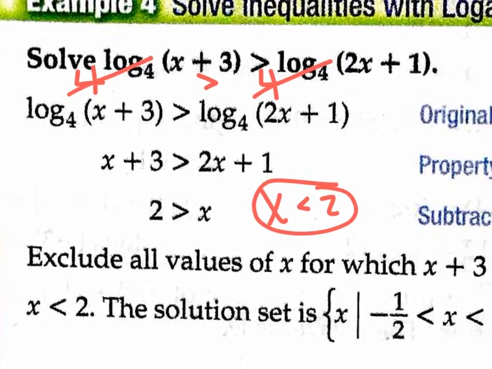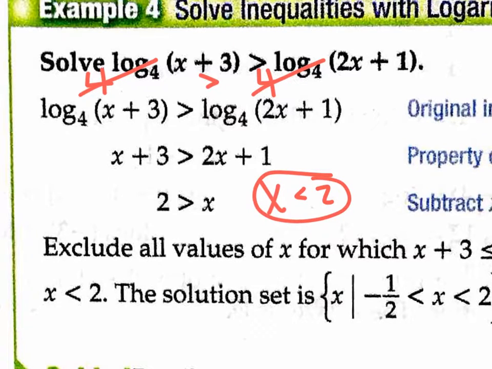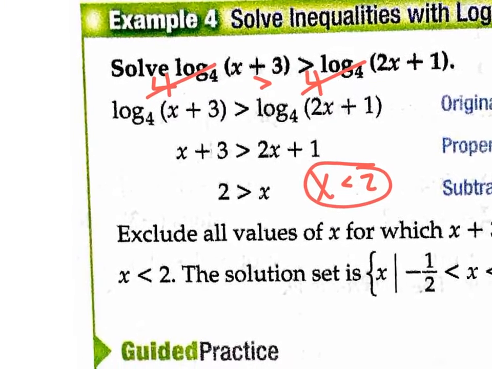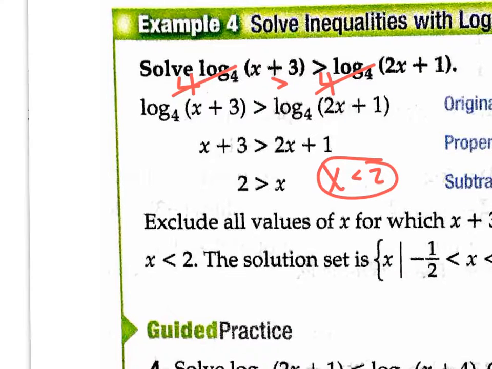Right? So let's go back to the original. Now we know that this has to be greater than 0. It can't even be 0. It has to be greater than 0. So I need to go back and actually set x plus 3 to be greater than 0. So let me do that right here. X plus 3 has to be greater than 0. Now if I solve this thing, my answer will be x has to be greater than negative 3.